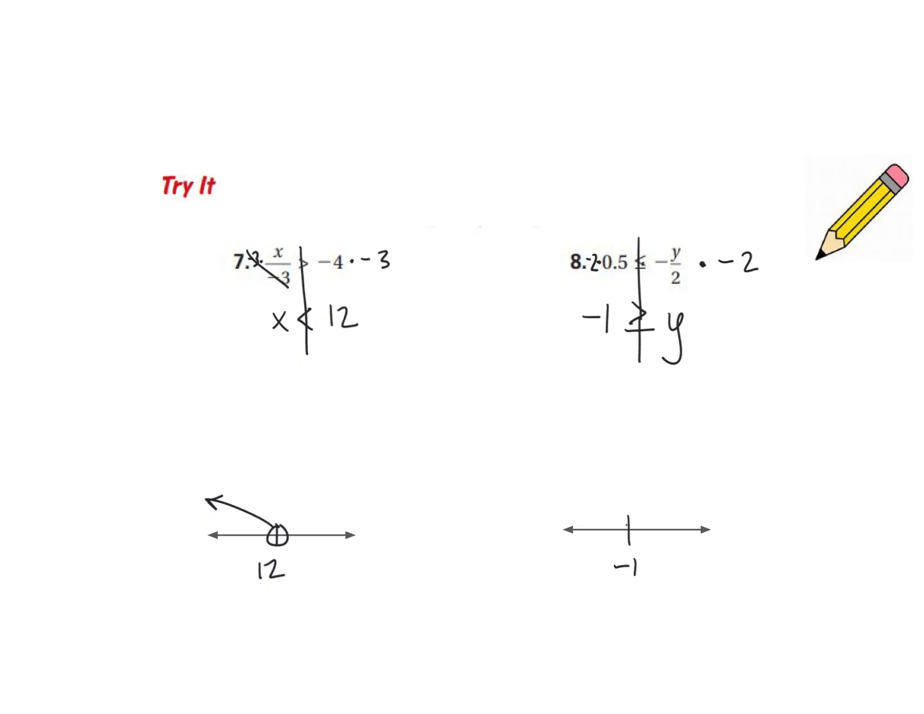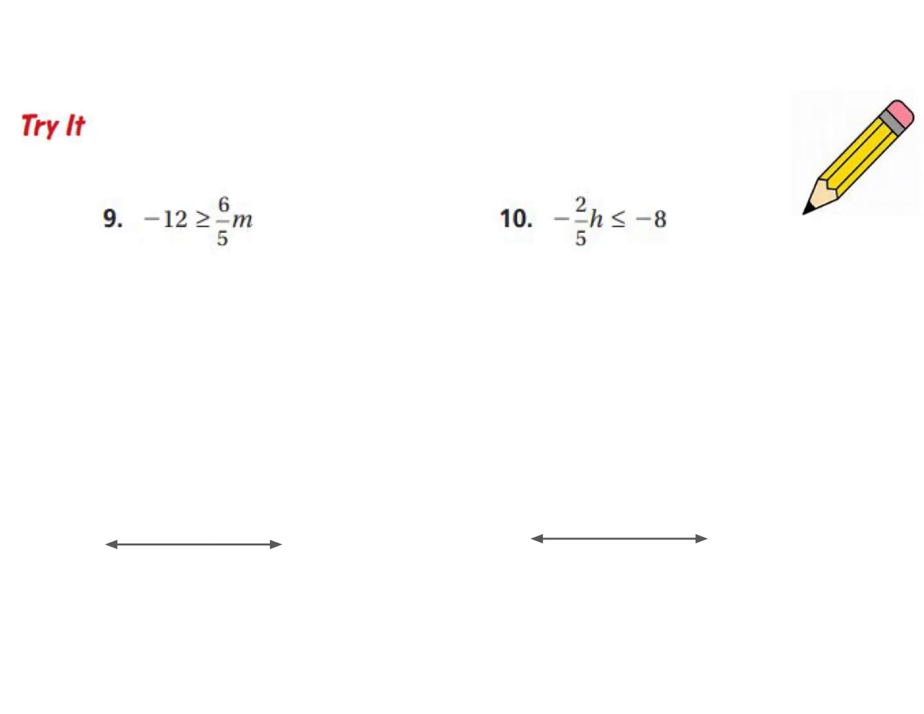-1 is my reference point. It is able to be equal to, so I'm going to shade in my circle. And again, my mouth is opening towards the number, not the letter, so I want numbers that are smaller. Here's another couple try problems. If you want, you can try these out.